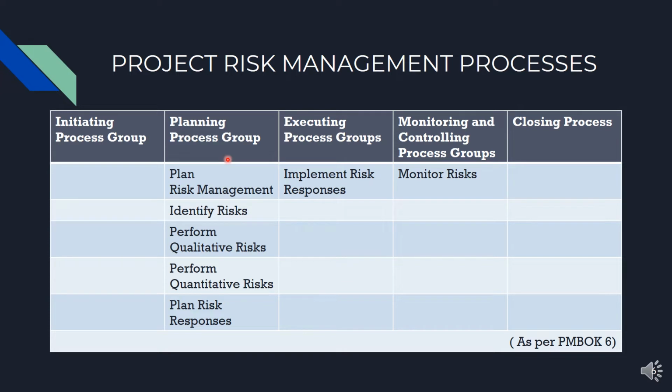Processes under the planning process group are plan risk management, identify risk, perform qualitative risk analysis, perform quantitative risk analysis, and plan risk responses. The process in the executing process group is implement risk responses. And the process under the monitoring and controlling process group is monitor risk.